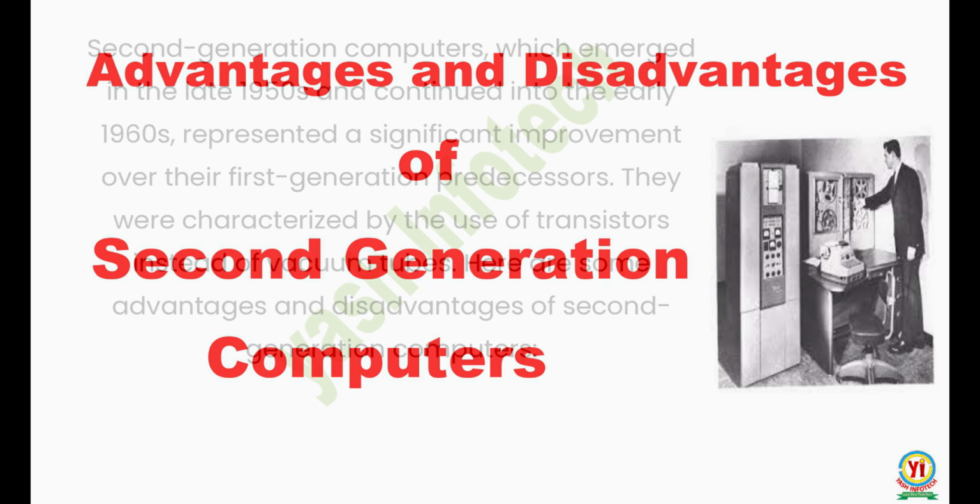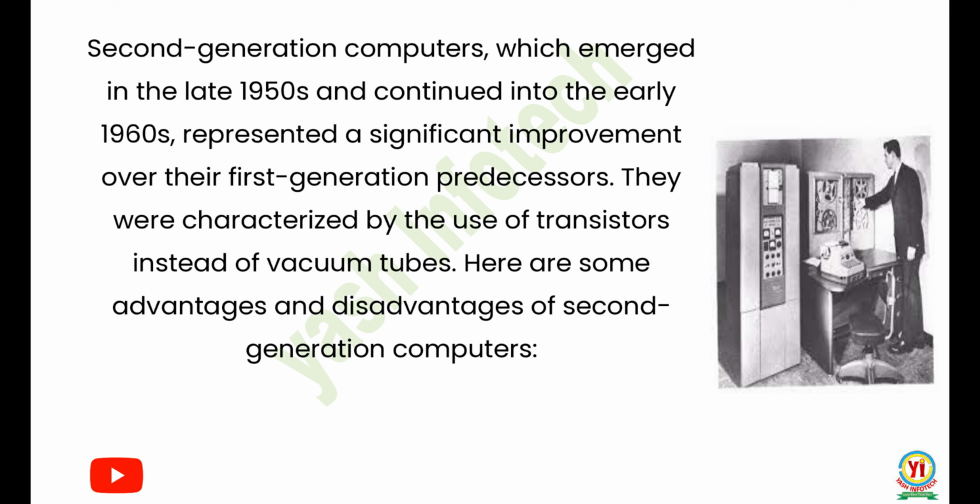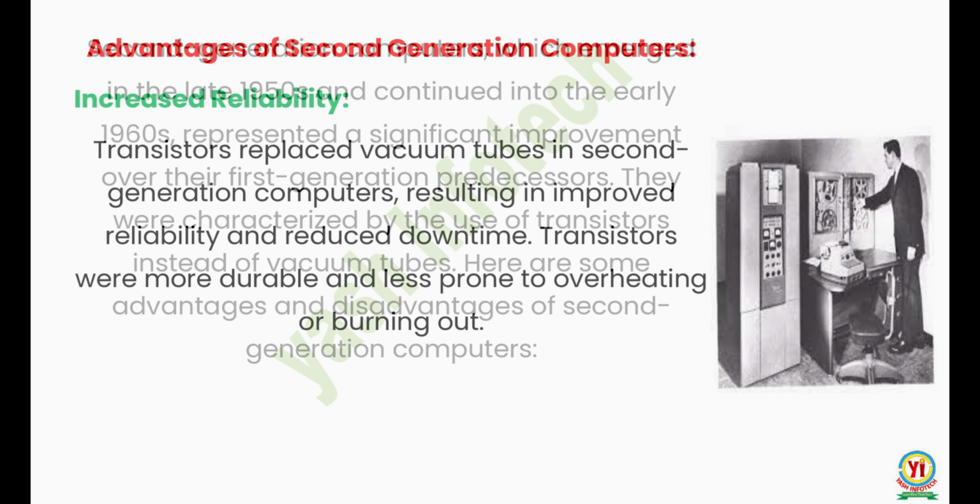So let's start. Second-generation computers, which emerged in the late 1950s and continued into the early 1960s, represented a significant improvement over their first-generation predecessors. They were characterized by the use of transistors instead of vacuum tubes. Here are some advantages and disadvantages of second-generation computers.